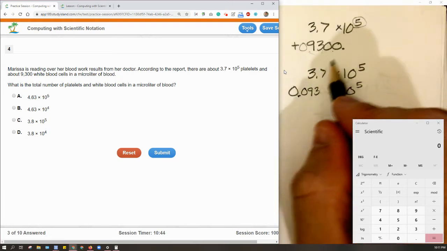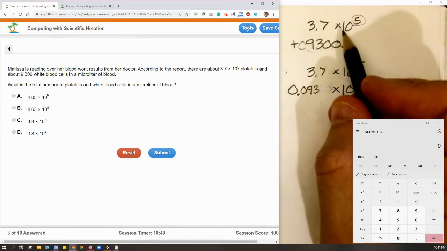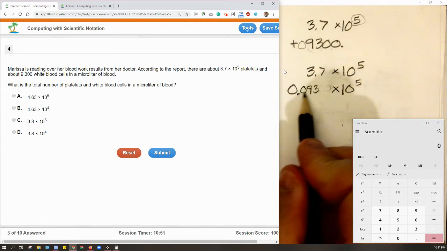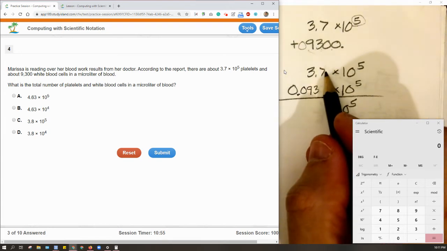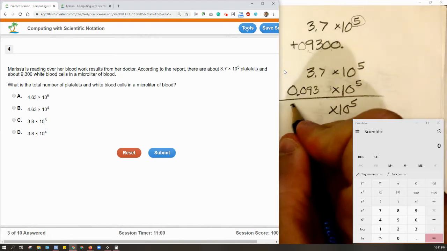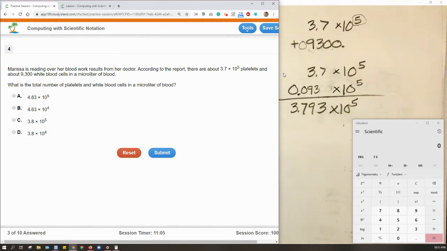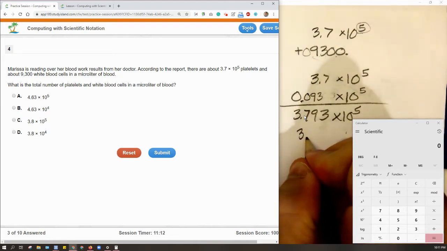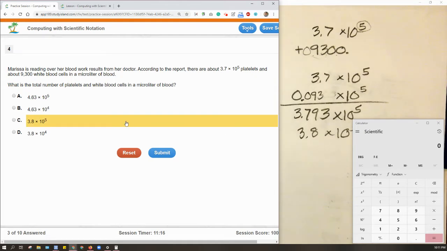So this is what we're looking at. If you want to add together two things, one of them having a times 10 to some exponent, then they both need to have times 10 to that exponent. So now we can add them together. We keep our times 10 to the fifth, and we simply add 3.7 and 0.093. That's real easy because when we line the decimals up, we just get 3.793. So 3.793 times 10 to the fifth power is the answer. And if we round the 3.793 to the nearest tenth, we have 3.8 times 10 to the fifth. And that is our answer right here.